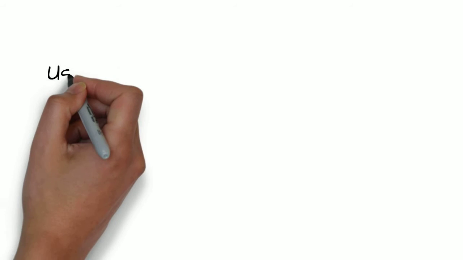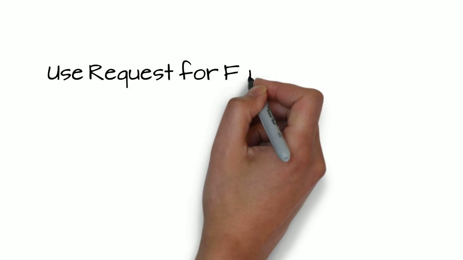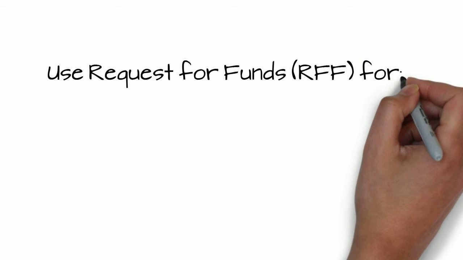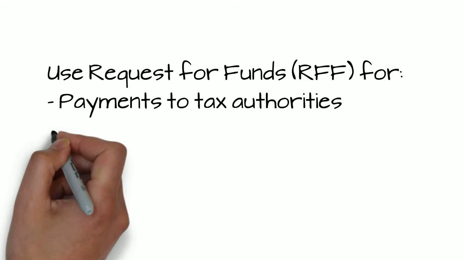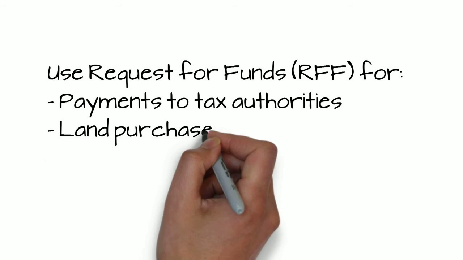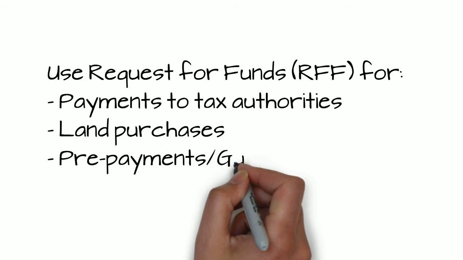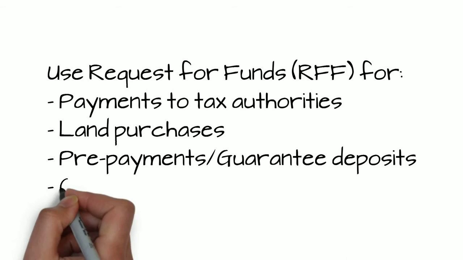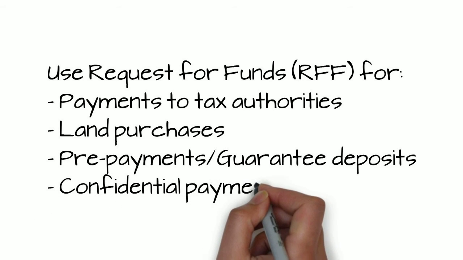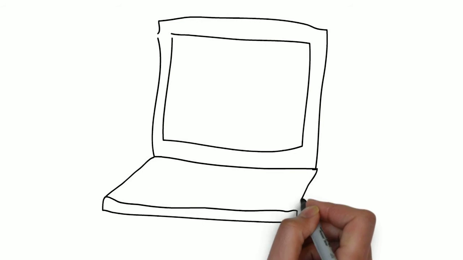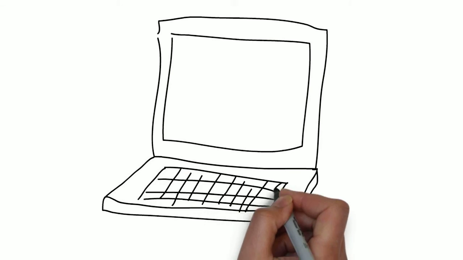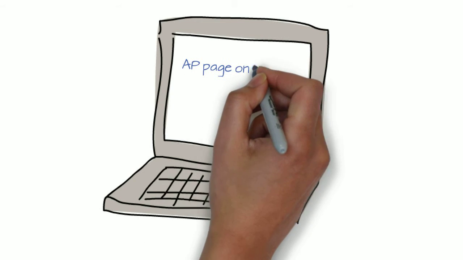In cases where an invoice is not available, accounts payable will accept a Request for Funds form for the following types of payments: payments to tax authorities, land purchases, prepayments or guarantee deposits, confidential payments such as legal. To initiate the RFF process, download and complete the Request for Funds form located on the AP website.